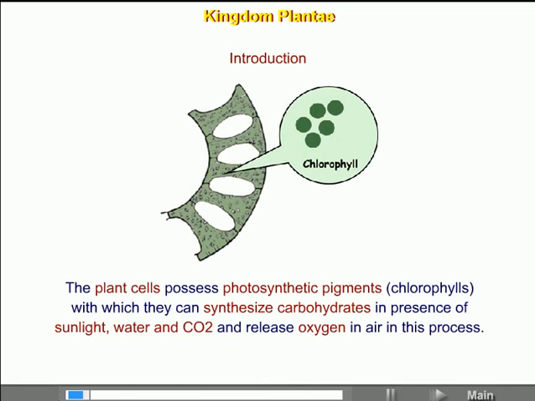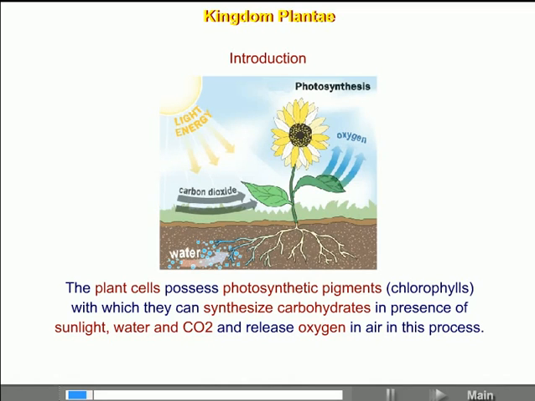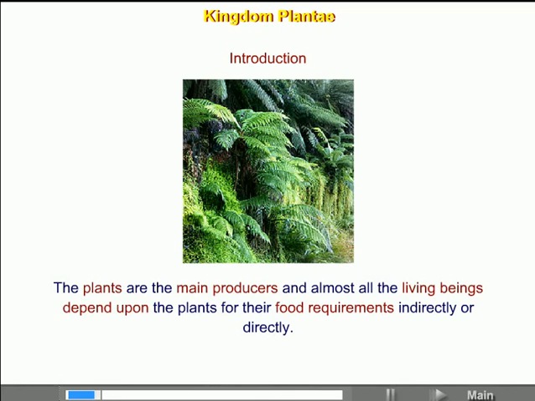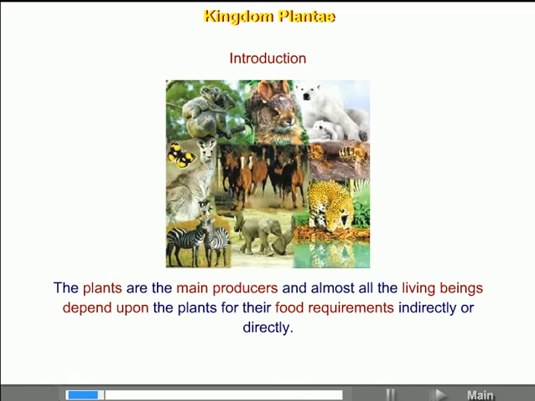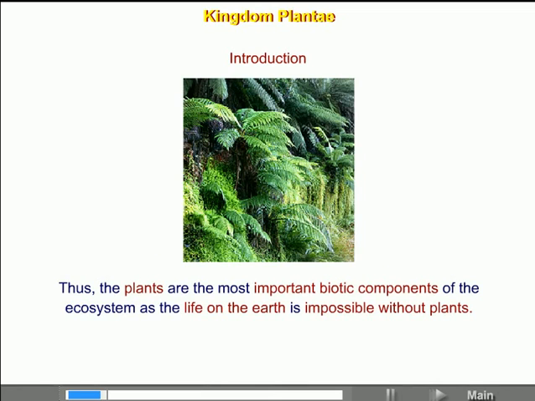The plant cells possess photosynthetic pigment, chlorophyll, with which they can synthesize carbohydrates in presence of sunlight, water, and CO2, and release oxygen in air in this process. So, the plants help us to check the air pollution. The plants are the main producers, and almost all the living beings depend upon the plants for their food requirements indirectly or directly. Thus, the plants are the most important biotic components of the ecosystem, as the life on the earth is impossible without plants.